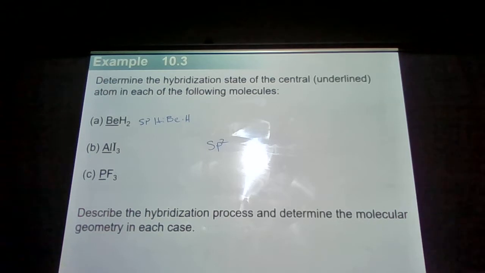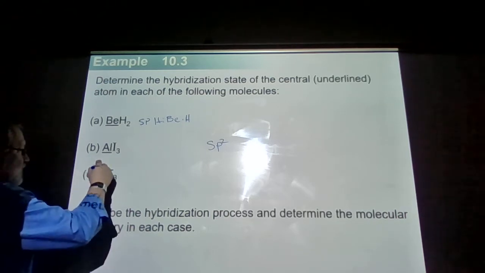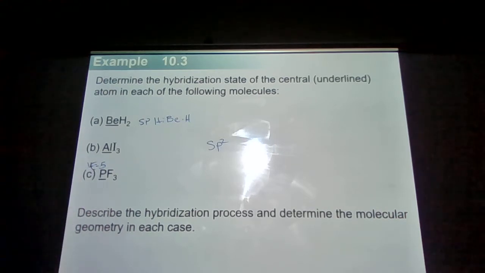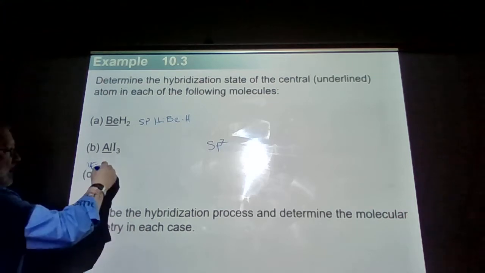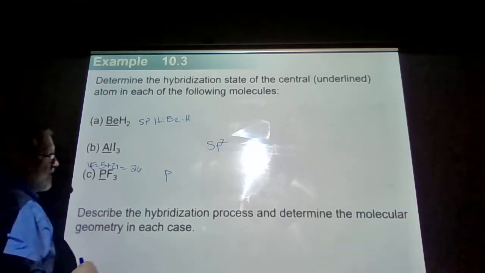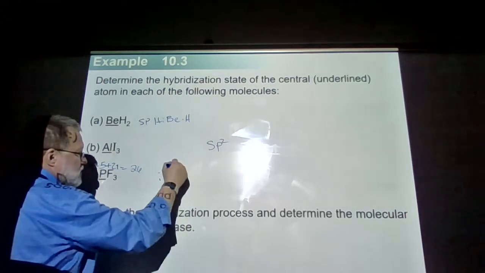PF3, phosphorus has 5 valence electrons. Fluorine is 7, but how many total of them do we have? 3. 7 times 3 is 21. 21 plus 5 is 26.